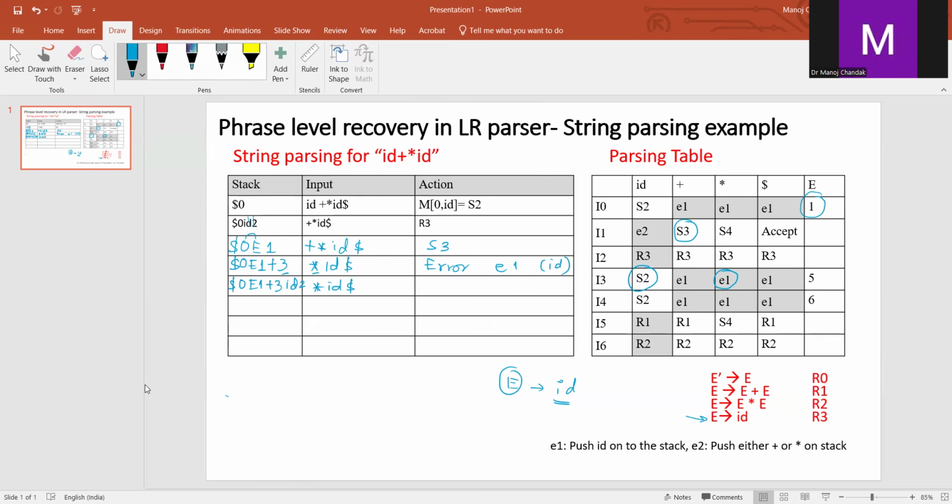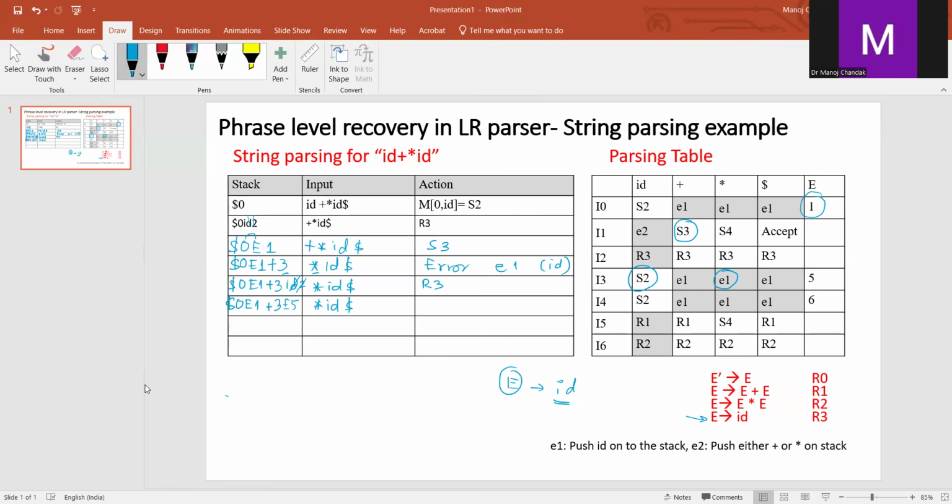Now next is operate 2 and star. So 2 and star is R3. So simple, 2 and star is R3. So remove two symbols from the stack, that is dollar 0 E 1 plus 3 remains as it is. Push E on the stack, and operate 3 with E. When you are operating 3 with E, it will add 5 into the stack, and still we have star ID and dollar as it is.